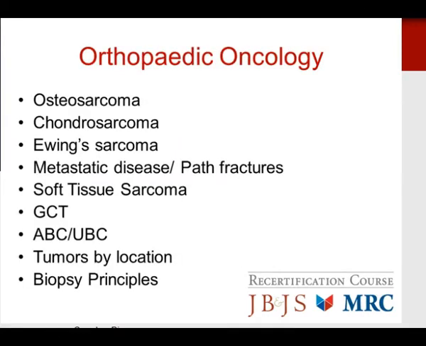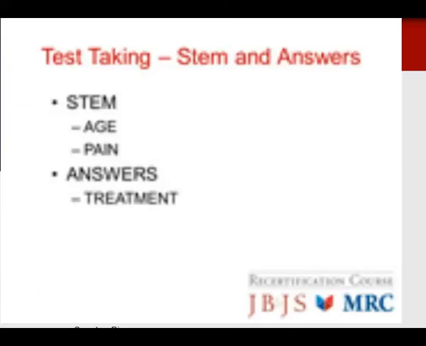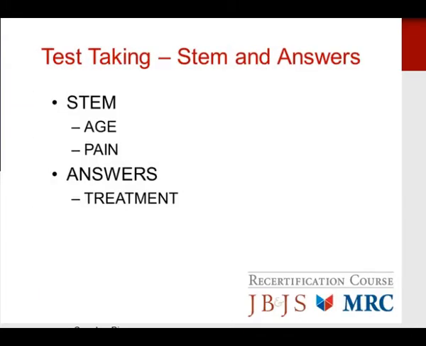This talk is going to focus on 7 orthopedic tumors, and then we're going to follow up those tumors, looking at the tumors, how they occur by location, and then I want to discuss biopsy principles and how they may present on the examination. Some important basic things I want to talk about when you're looking at questions, and we're looking at orthopedic oncology in particular. There are some features of the stem and there are features in the answers that I want to make sure we have some ground rules on.